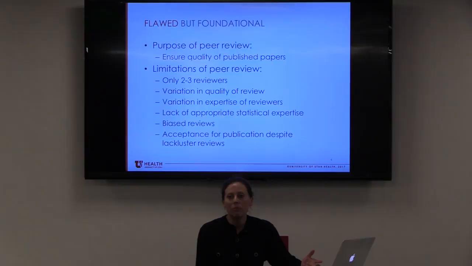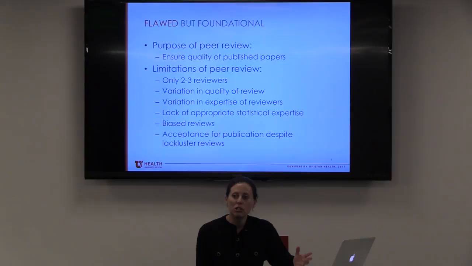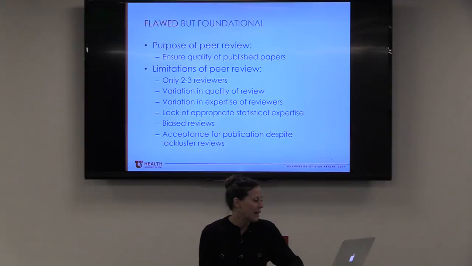So the purpose of peer review is to ensure the quality of the papers, quality of the science. But it's only two to three reviewers, and those reviewers can have biases of their own. They can be knowledgeable about some things and not about other things. They may actually provide a bad review of a perfectly fine study, or a study that's viewed as perfectly acceptable for publication by another reviewer, just because they have some biases about the science and the questions that are being asked and the findings.